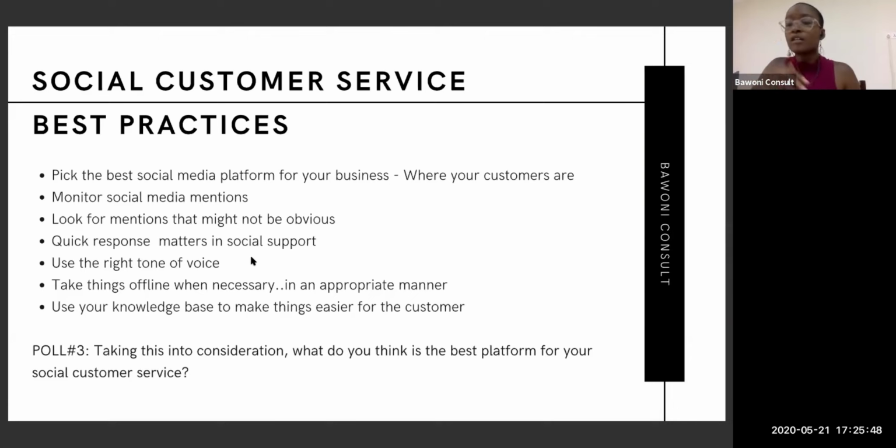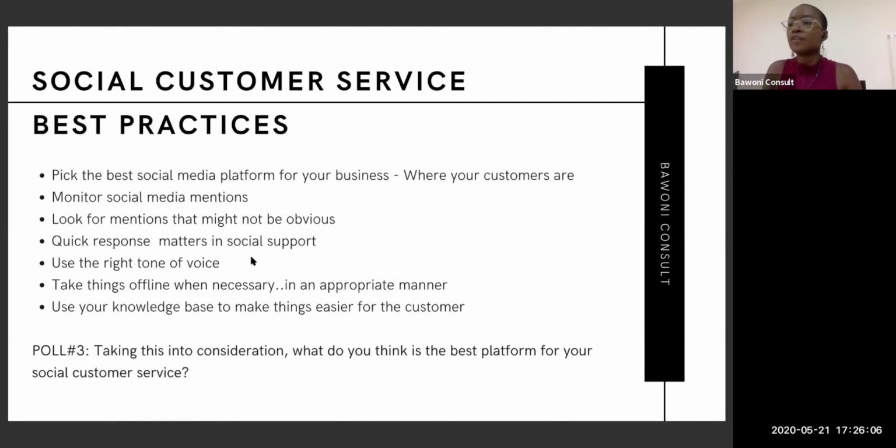And the thing is, not a lot of customers will go back and say, oh, thank you to Bawoni Consults for resolving my issue. Everything is great now. Thank you for your speedy service. Not a lot of customers will do that. Only a few customers will do that. So it's important that if you do take it offline, it has to be absolutely necessary.